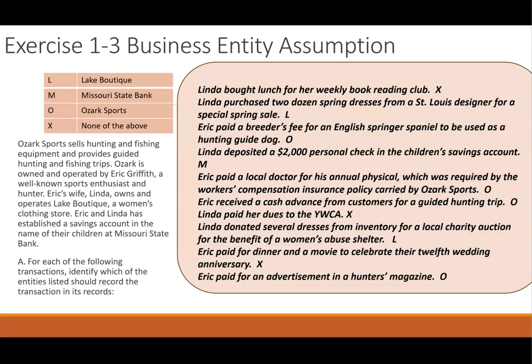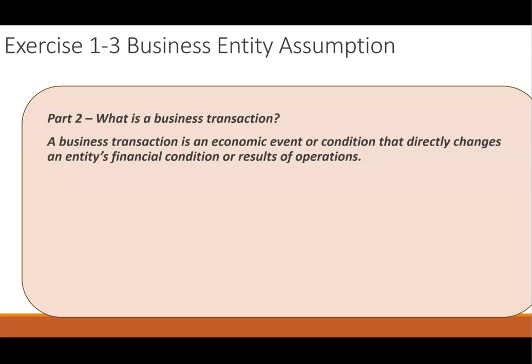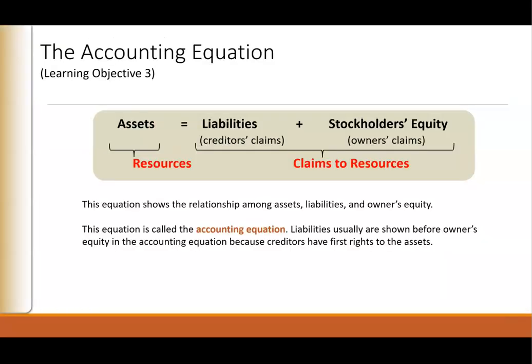So I hope this is helpful for you to see that transactions related to a business get reported to only that business. Personal expenditures aren't part of the business activities, and they are separate. So each entity stands on its own. What is a business transaction? Well, basically, it's an economic event or condition that will change the financial condition of a company.